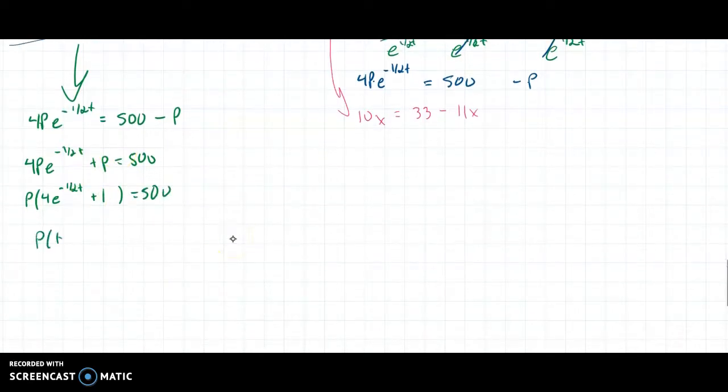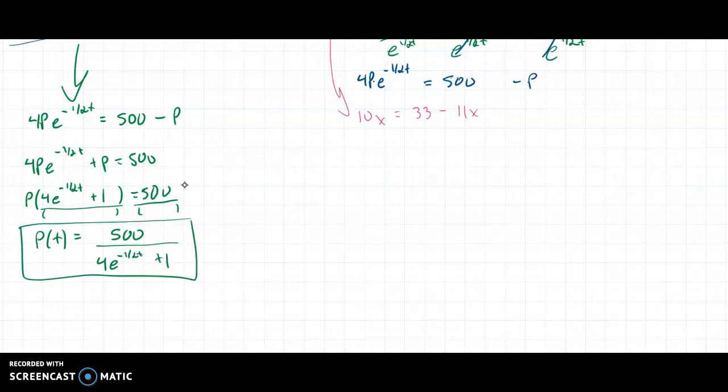This gives me P of t equals, I'm going to divide by these parentheses. I won't write them twice, but you should see that. What's it give me? P of t is 500 over 4 e to the negative 1/2 t plus 1. And that's the solution. And I'll talk about it graphically in a moment, and it'll make a lot of sense.